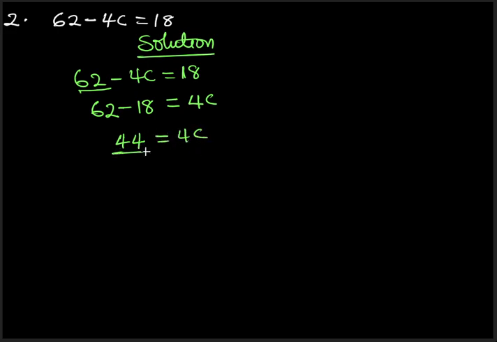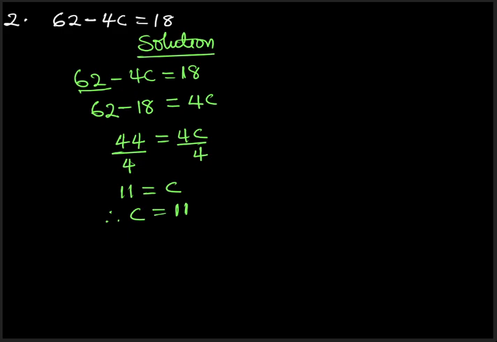I hope you know what to do here, that we divide both sides by the coefficient of the unknown, which is 4. And then 11 equals c. And therefore, c equal to 11. Okay, so that's what we do. So you can decide to keep your variable on any side and keep your number on any side, but you must follow the rules. The rules must be followed carefully.